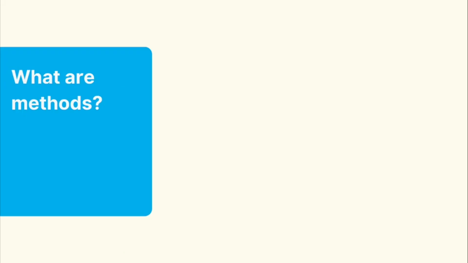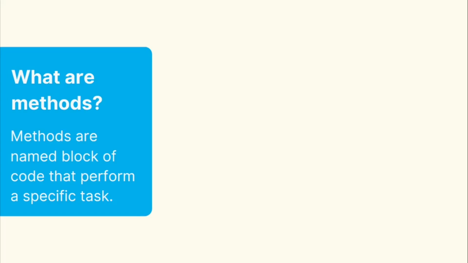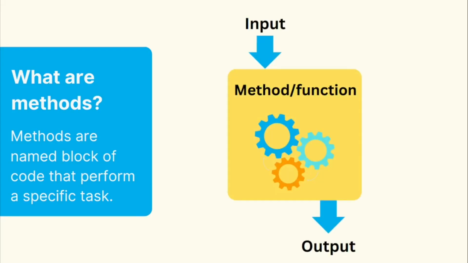Now the question is, what are methods? Methods are named blocks of code that perform a specific task. They allow us to break our program into smaller, manageable parts. You can think of methods as mini programs within our main program. They take some input, do some processing on the input, and then return some output. Note that the terms method and function refer to the same concept and are often used interchangeably. However, in Java documentation by Oracle, the preferred term is method.